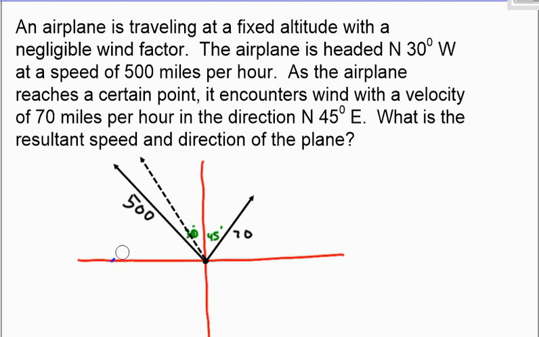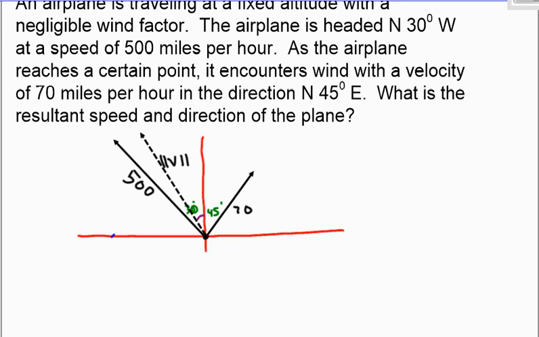So we want the resultant speed. That's going to be the magnitude. So let's call this vector v right here. We want to find the magnitude of v, and we want to find the direction. So we want to find this angle inside here, right? And then say instead of going north, it's going that far to the west. So we know that angle is going to be less than 30. We just have to figure out what it is.